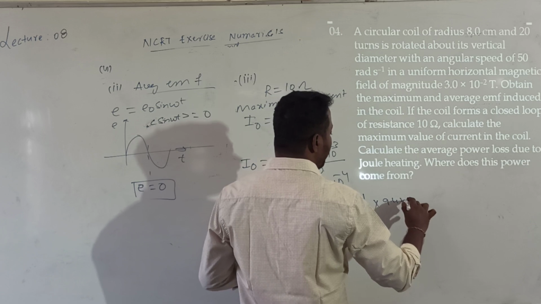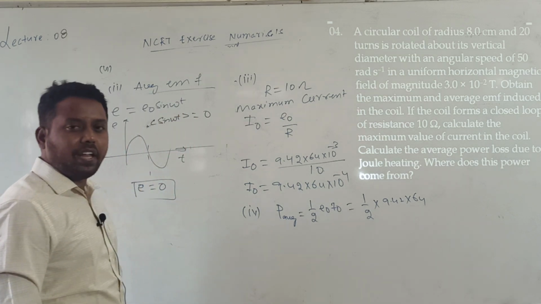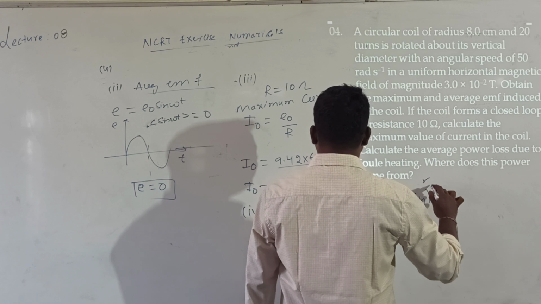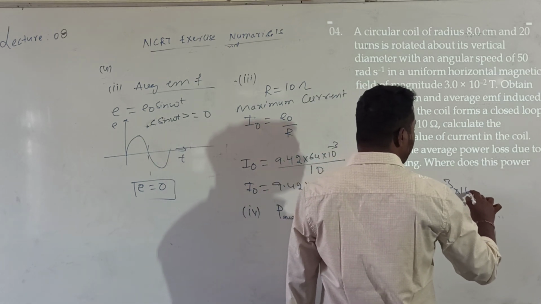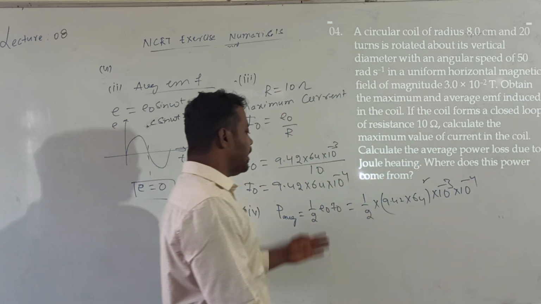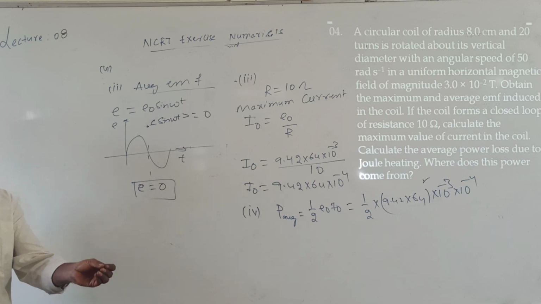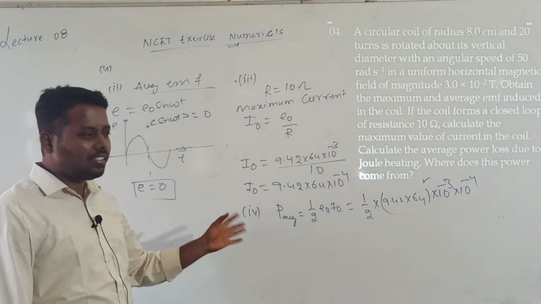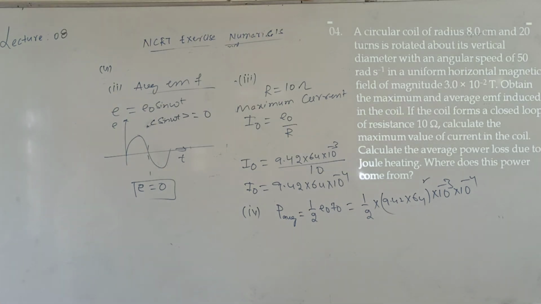9.42 into 64. Correct? P is equal to V into I. So this value whole squared I will get, into 10 power of minus 3 into 10 power of minus 4. You simplify this, you will get the power. Okay? Simple multiplication I am leaving to you. You don't take any burden, I am not giving you any burden. Simple multiplication. Okay? This is question number 4.